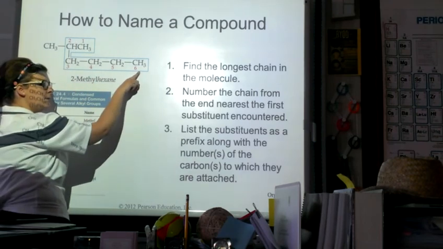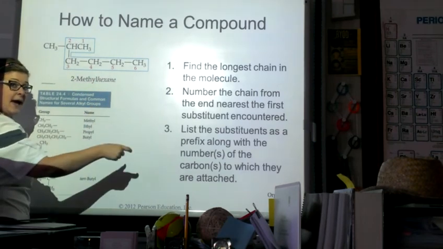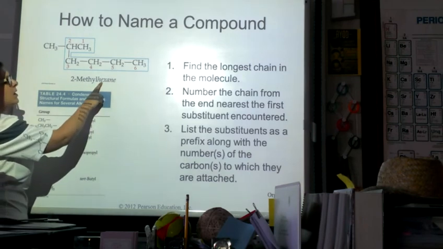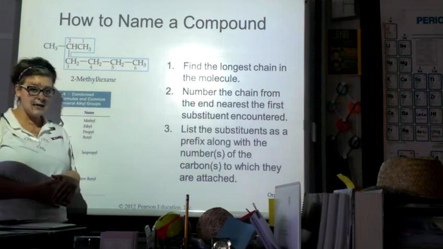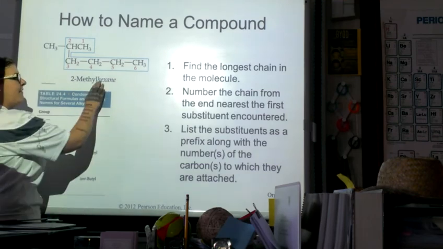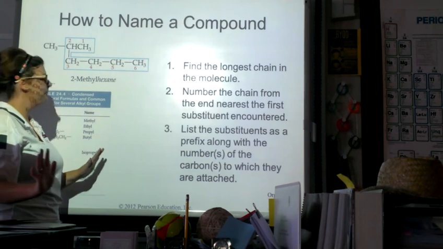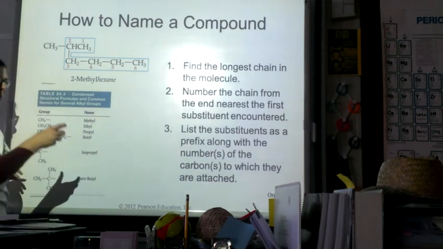Before I add the prefix, I have 1, 2, 3, 4, 5, 6 carbons, so that's going to tell me the base is hex. That's what I see here, hex. They're all single bonds, which tells me it's going to have to end in -ane because it's an alkane. So I have hexane. That should be the easy part. But the hard part then is adding that prefix.